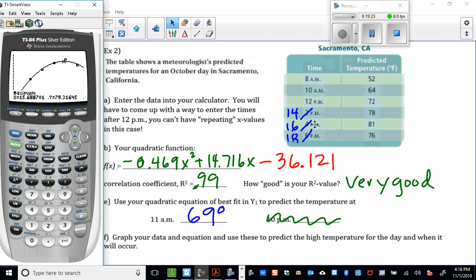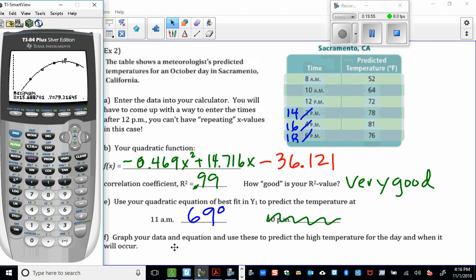Now you might be thinking, but that's crazy. The actual high temperature is 81. Yes, the actual high temperature is 81, but we're using the model. We're using the equation, and you can kind of see on this graph, the actual temperature is a little bit above the curve. According to the curve, to the equation, the high temperature is 79.3, okay? And it would happen at this time. That's like 3:30, 3:45, something like that.